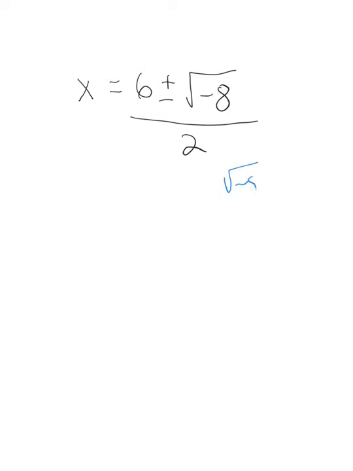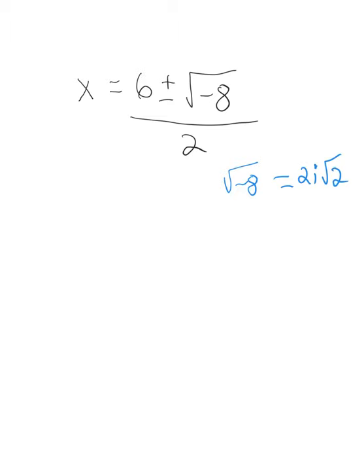So we have x is equal to 6 plus or minus the square root of -8 all over 2. So we're going to have to now simplify the square root of -8. Because of the negative sign, we're going to have an i. And remember, 8 is 4 times 2. The square root of 4 is 2. So what we're going to have is 2i times the square root of 2. So we're going to replace the square root of -8 with 2i times the square root of 2.